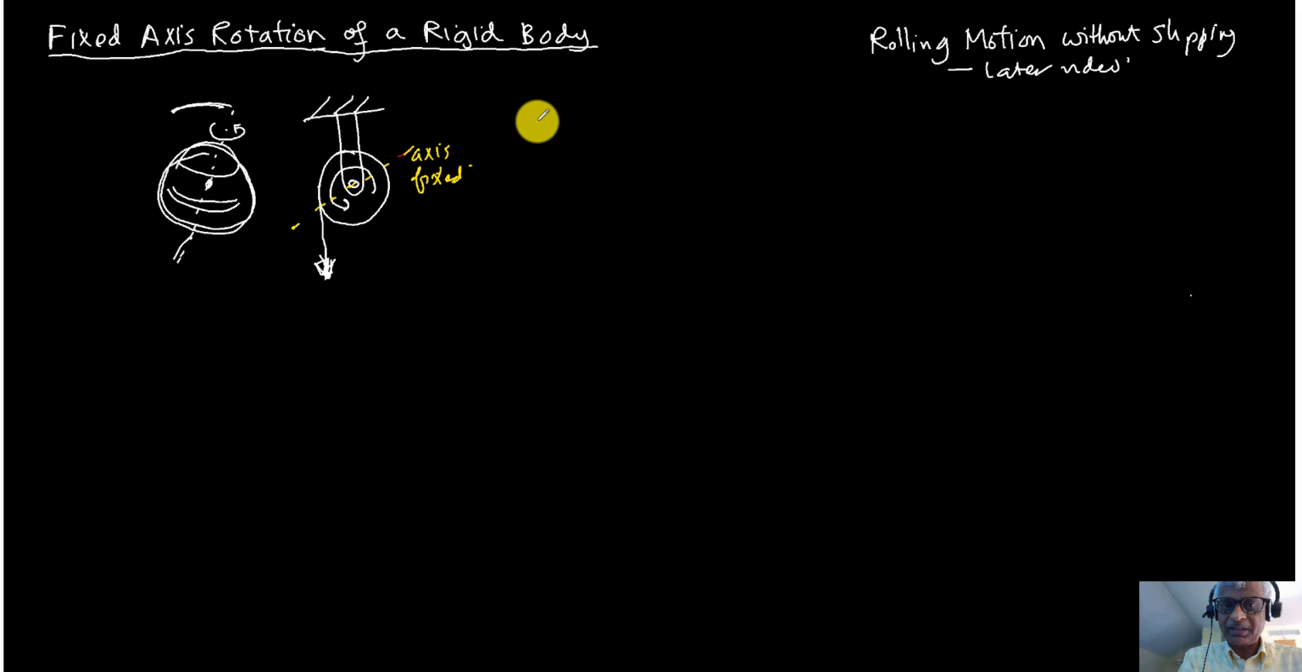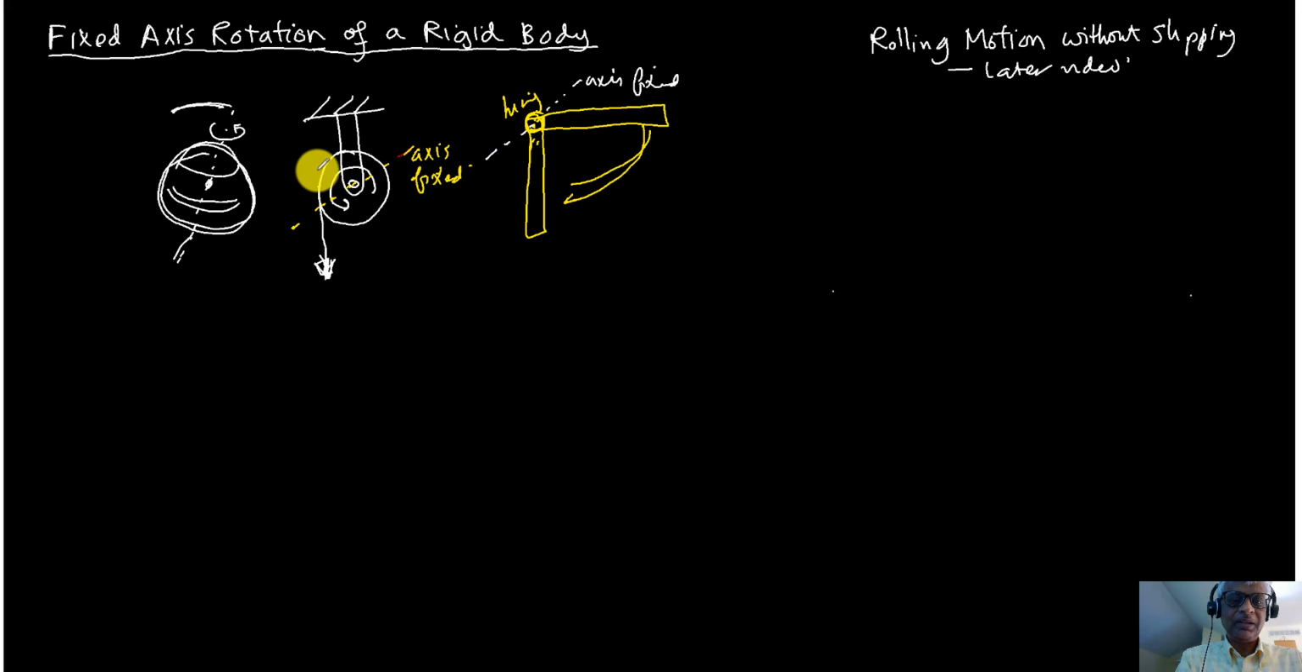Another example: here is a door and here is a hinge, and the door closes this way and comes out like that. So the door is rotating. And where is the axis for that door? That's the axis, and it is fixed. In all of these, the axis is not moving or rotating.